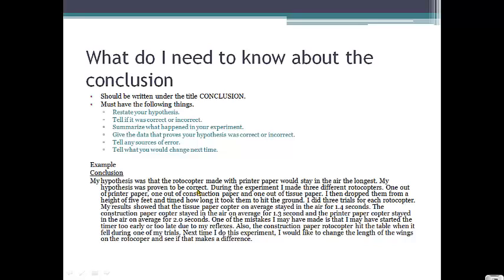Next, I'm going to summarize what happened in my experiment. I'm going to use data in my summary. So I say, during the experiment, I made 3 different rotocopters. One out of printer paper, one out of construction paper, and one out of tissue paper.